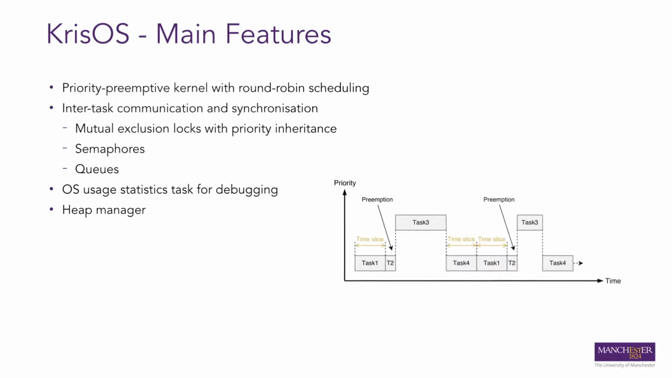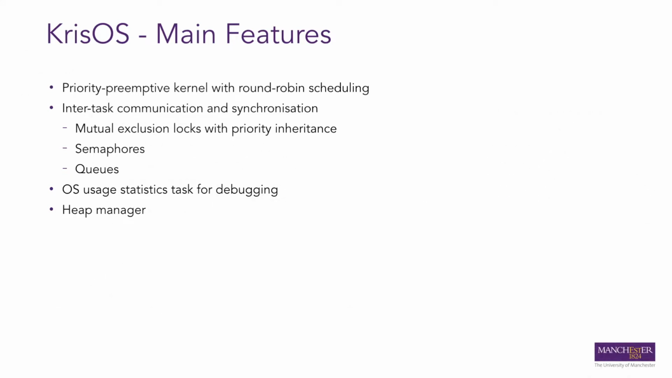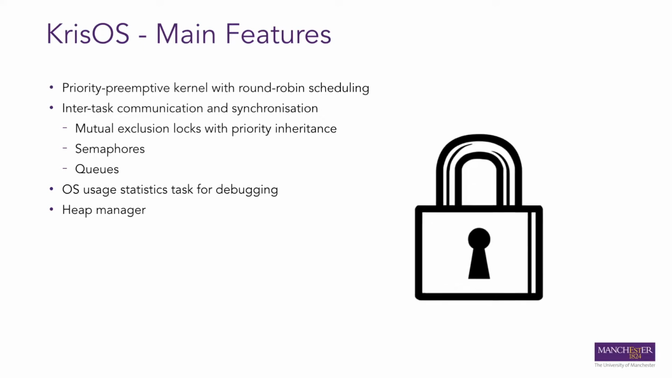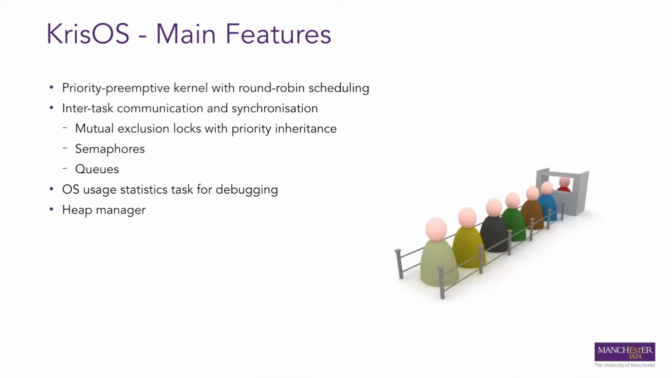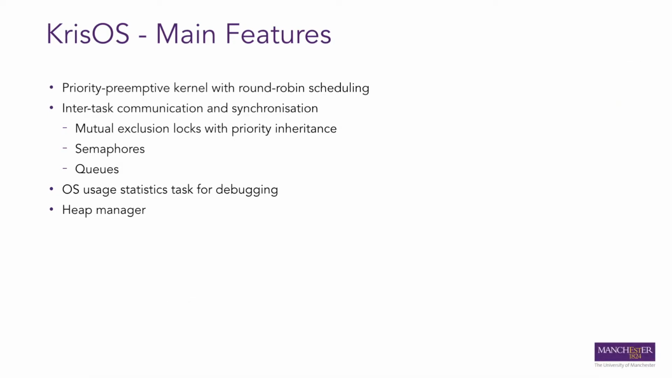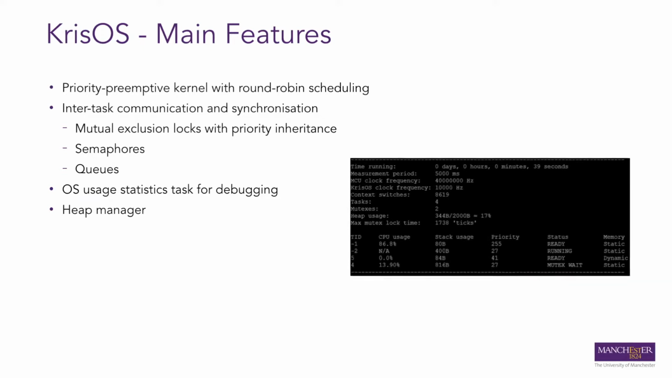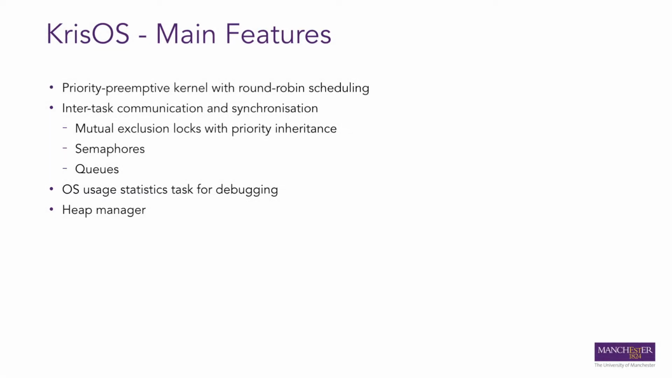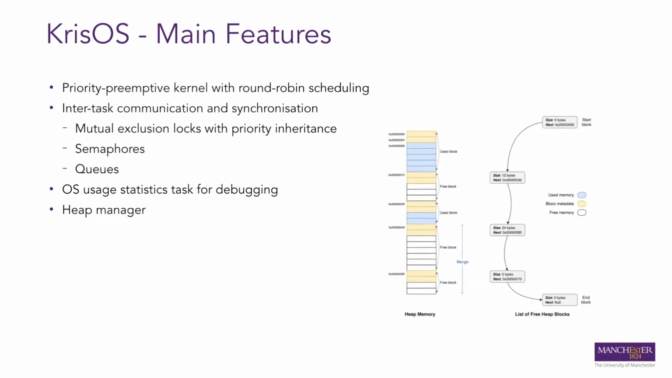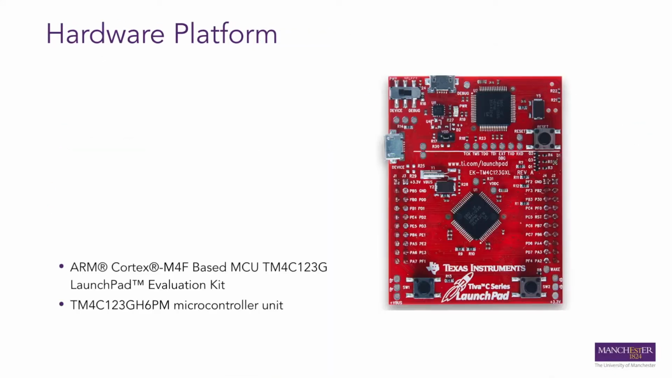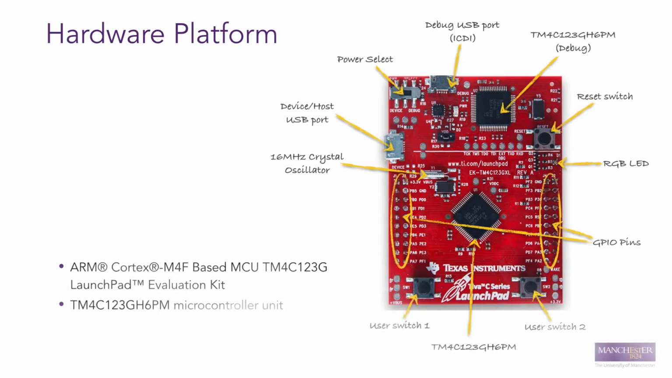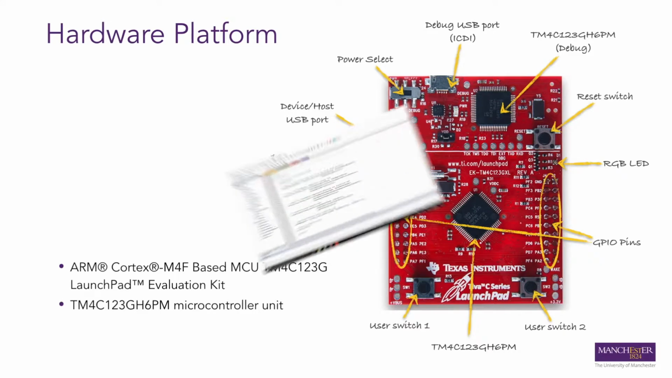KrisOS features a priority preemptive kernel augmented with round-robin scheduling. Among the inter-task communication and synchronization objects supported are mutual exclusion locks, semaphores, and queues. The priority inversion problem, so disastrous to real-time systems, is countered using the priority inheritance protocol. The OS User Statistics task is a tool which aids application debugging by giving a useful insight into the internal OS operation. Lastly, KrisOS incorporates an optional heap manager. The project was developed for the TM4C123 Launchpad Evaluation Board from Texas Instruments, with an ARM Cortex-M4F based microcontroller unit.